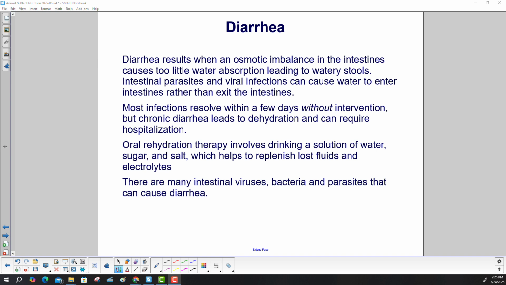Diarrhea results when an osmotic imbalance in the intestines causes too little water absorption, leading to watery stools. Intestinal parasites and viral infections can cause water to enter intestines rather than exit the intestines. Most infections resolve within a few days without intervention, but chronic diarrhea leads to dehydration and can require hospitalization. Oral rehydration therapy involves drinking a solution of water, sugar, and salt, which helps to replenish lost fluids and electrolytes. There are many intestinal viruses, bacteria, and parasites that can cause diarrhea.